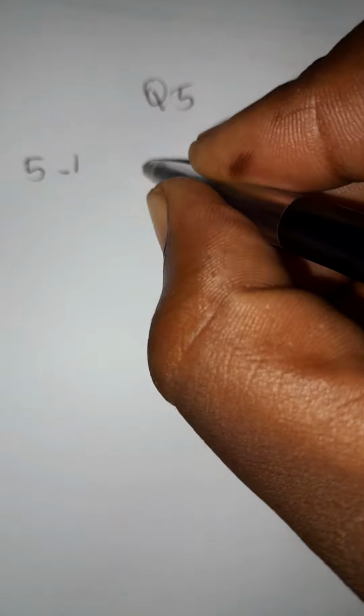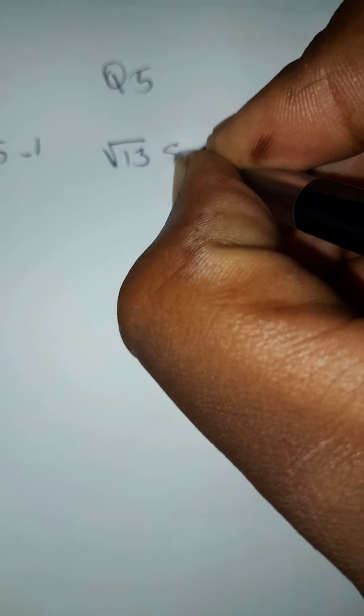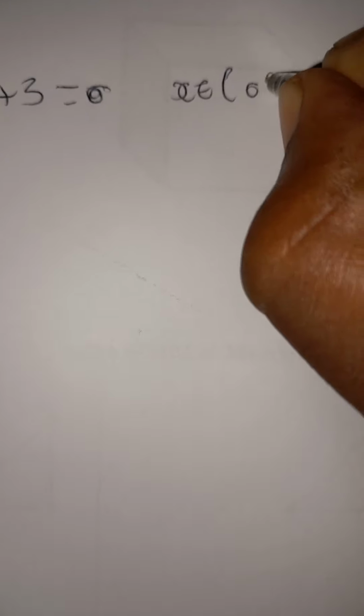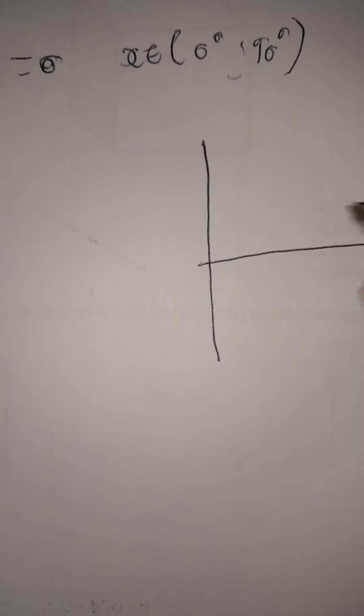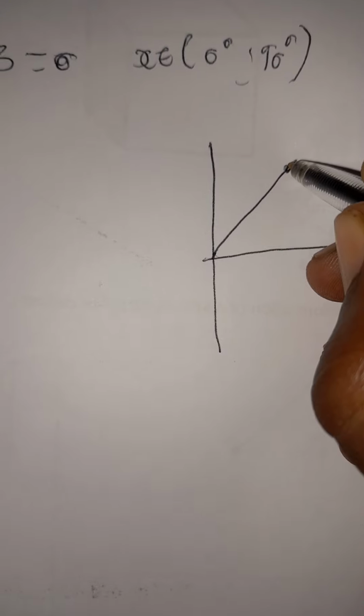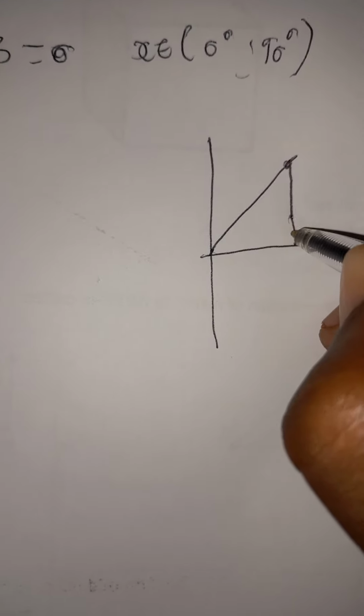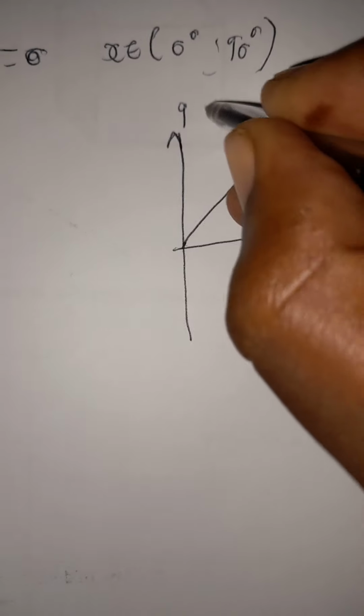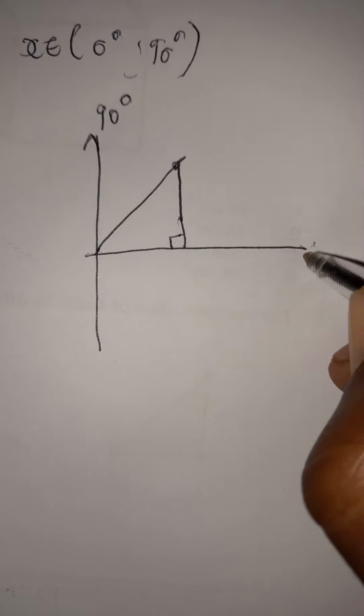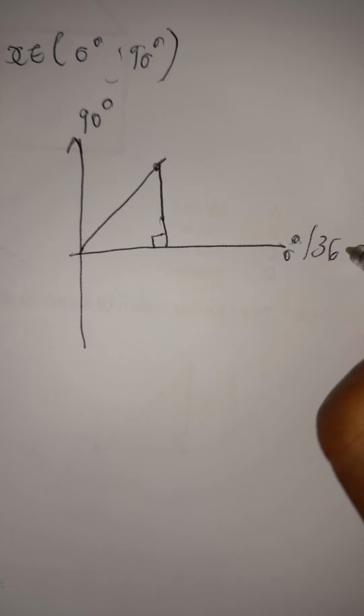As I've stated, remember that we are working with question 5. At question 5.1, this is what we got: root 13 sine x plus 3 equated to 0. And we are given a restriction where x is an element of 0 degrees and 90 degrees. So meaning that our diagram will be on the first quadrant. Okay, let's put that into practice. The diagram will have something like this. On the first quadrant, it's 90 degrees. And we know that 0 degrees and 360 here.